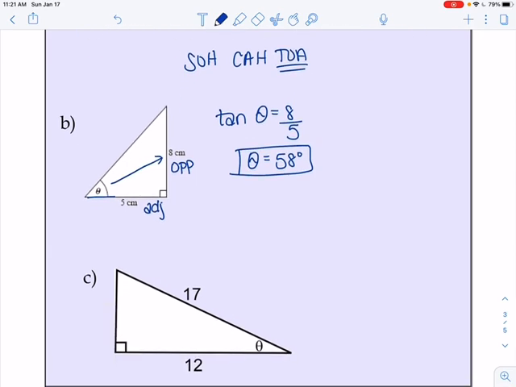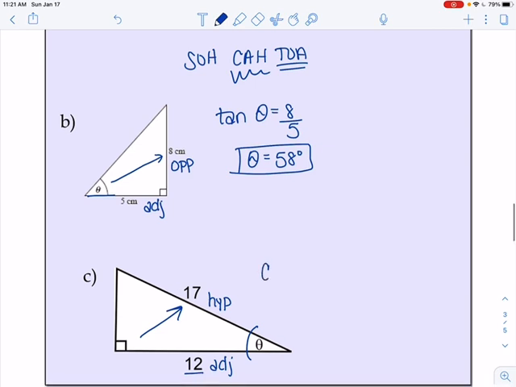Again, I have theta in C, so with relation to this angle, 12 is going to be the side that is directly adjacent to theta, and 17 is the side directly opposite my right angle, which means that's my hypotenuse. So I have my hypotenuse and my side adjacent. Hypotenuse and adjacent is going to be cosine.